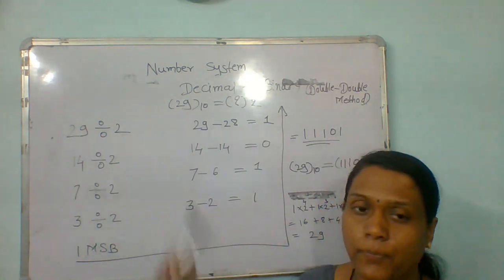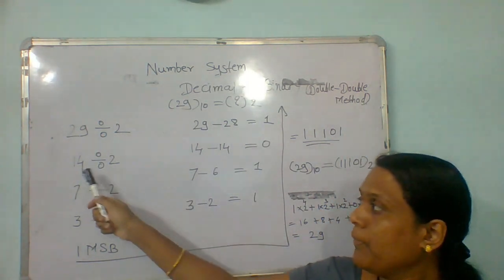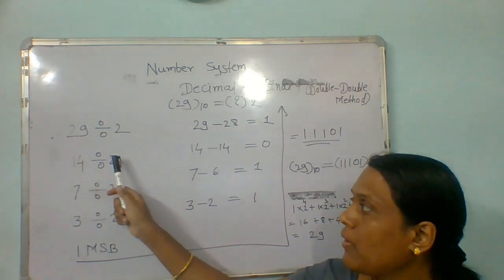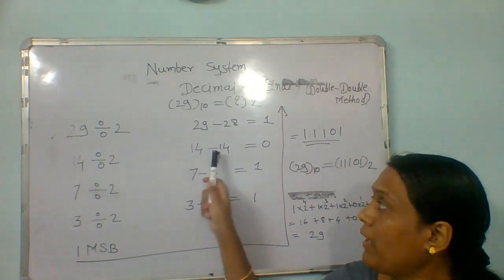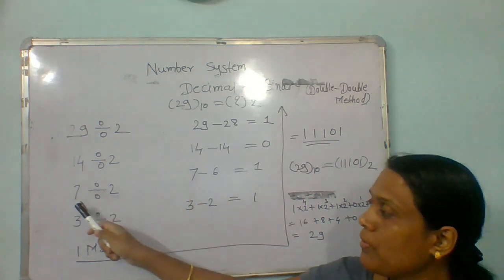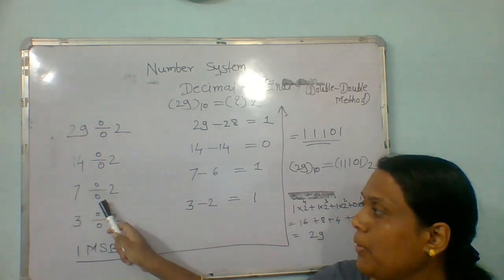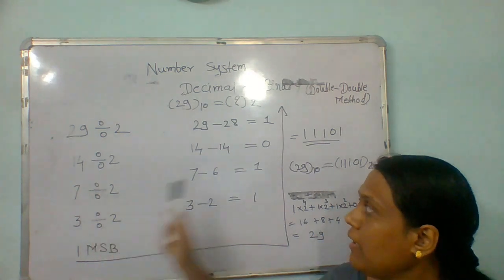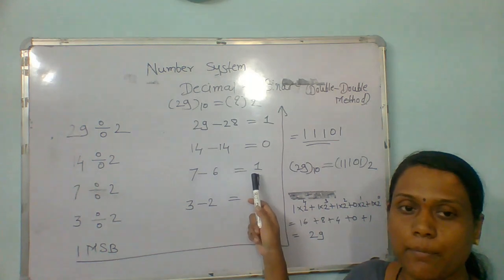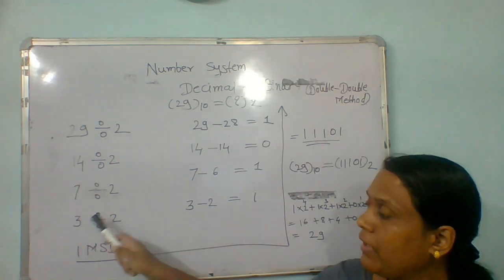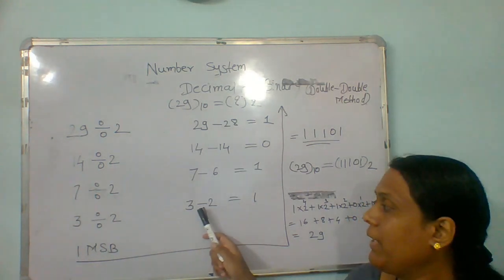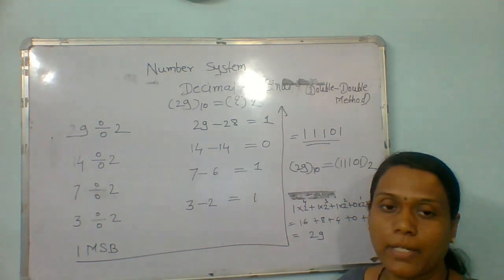So we take this 14 divided by 2. 2 sevens are 14, so 14 minus 14 is 0. 0 is the remainder. Now 7 divided by 2. 2 threes are 6, so 7 minus 6 is equal to 1. The remainder becomes 1. Then 3 divided by 2. 2 ones are 2, 3 minus 2, so here the remainder is 1.